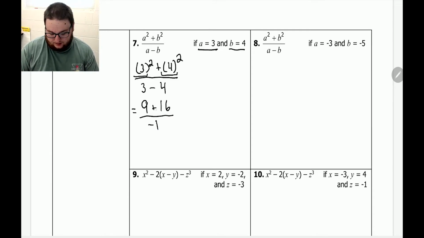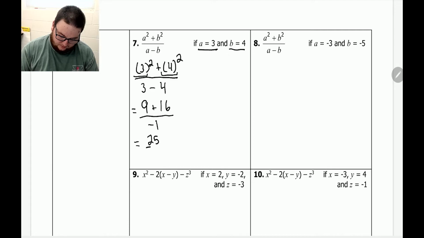On top we have 9 plus 16. 9 plus 16 gives us 25. And 25 is being divided by negative 1. If we divide by negative 1, that just changes the sign. So we have 25 divided by negative 1 is negative 25. And that's our answer for number 7. Again, number 8 is yours to try.